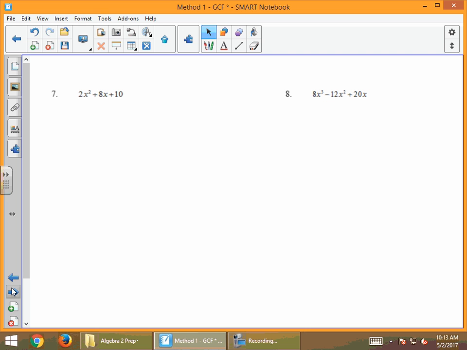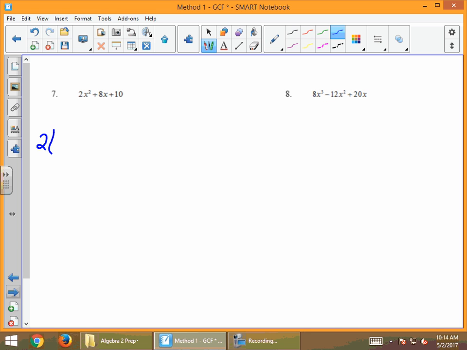Ready, set, 7, 8. Okay. If you look at 7, you might notice now there's 3 terms rather than just 2. And the steps are still exactly the same. Except instead of dealing with 2 numbers, you're just looking at 3. So we look at 7, what's the largest number that can go into 2, 8, and 10? Do all 3 terms have a variable? No. So can we take one out? No. So the only GCF is a 2.